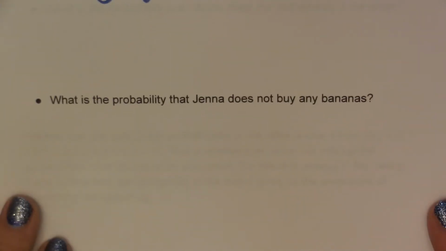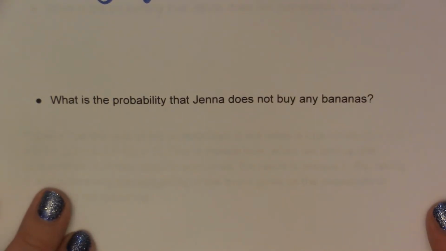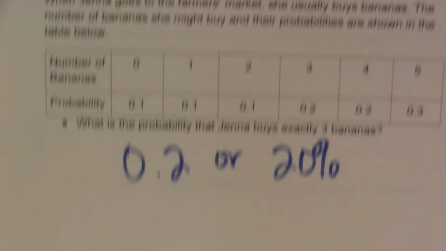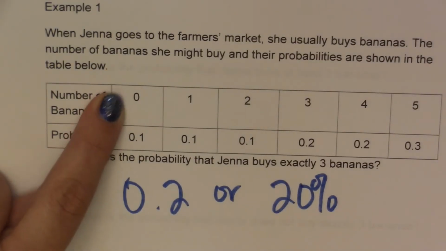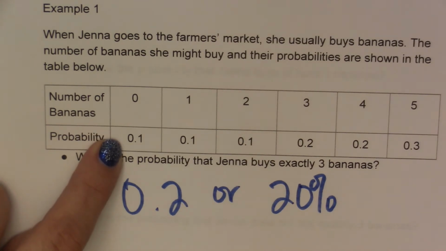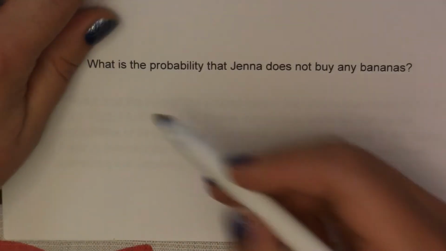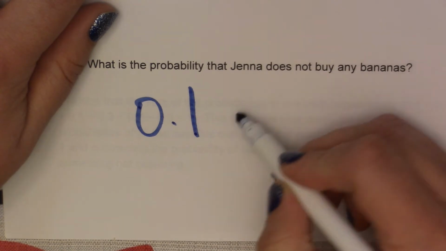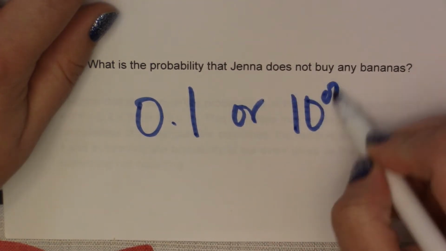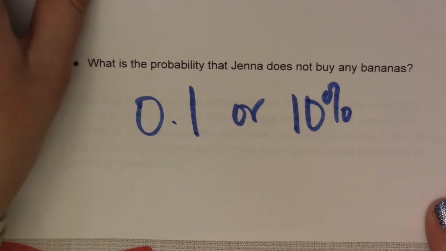Okay, the next question, what is the probability that Jenna does not buy any bananas? So that would mean that she buys 0. So we're going to go to our table. So 0 bananas is 0.1 or 1/10. Or that would be a 10% probability.